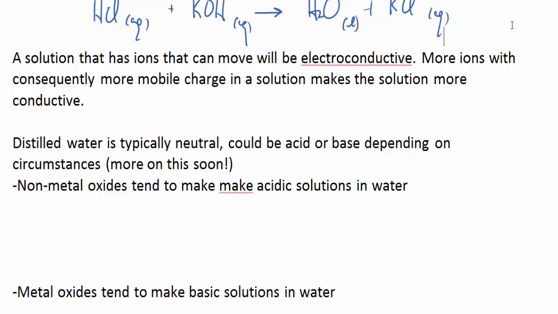Distilled water is typically neutral, but it could be an acid or a base depending on circumstances. And what do you mean by depending on circumstances? Well, depending on the context or what other components are in the solution. And when we say act as, that's something we'll need to explore more.